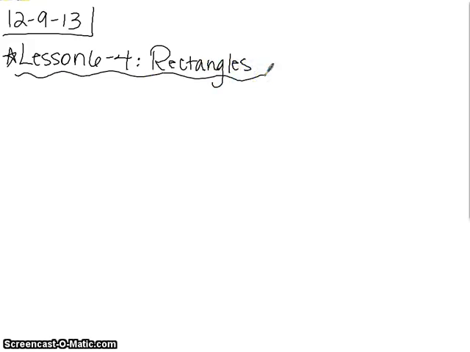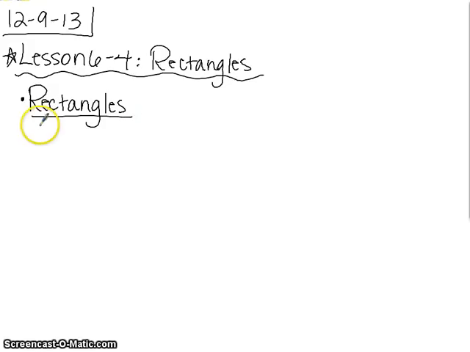If you look over at the hierarchy that's to the right of the board here, you'll see that rectangles fall right below a parallelogram. So what that means is a rectangle is a parallelogram. It's just a special kind of parallelogram. So all of those properties that we looked at last week still apply. Opposite sides are parallel. Opposite sides are congruent. Opposite angles are congruent. Diagonals bisect each other, and consecutive angles are supplementary. All of that still applies to rectangles.